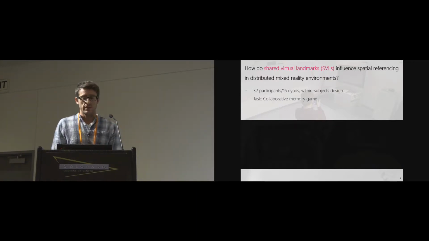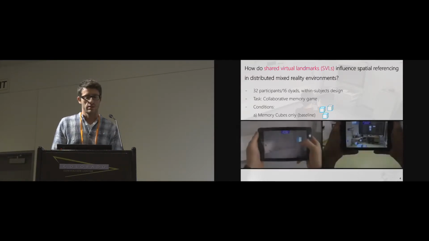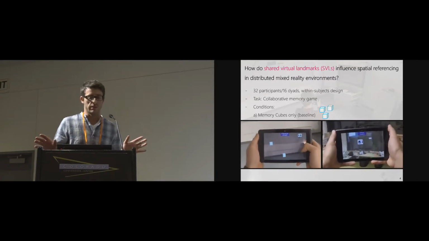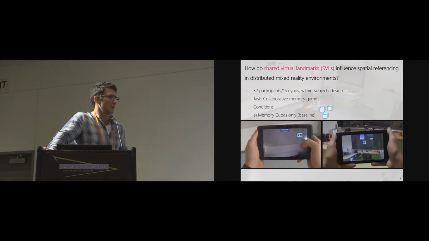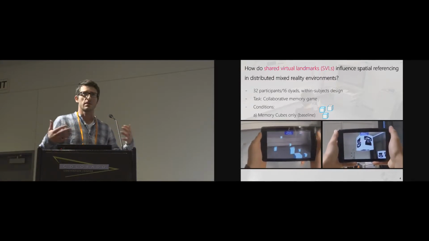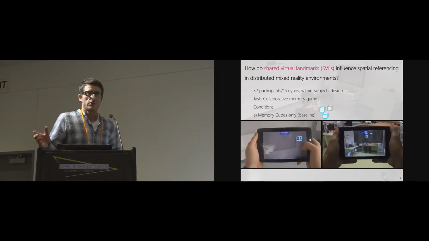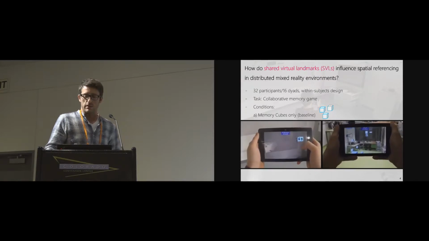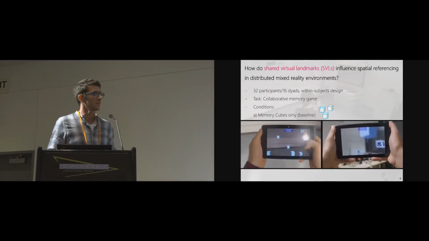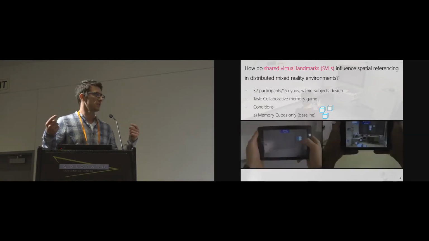To induce spatial referencing, we let the groups play a collaborative version of the famous memory game, where they had to find matching cubes in the mixed reality environment. In the baseline condition, this looked as follows. You see the two spatially distributed mixed reality environments. In each turn, each collaborator was allowed to open one cube, and then they had to discuss what the next cube should be. There was an audio channel, so they could communicate with each other. If they found a match, the pair was taken from the mixed reality environments. In the other case, the two cubes were put back into their initial, covered state.